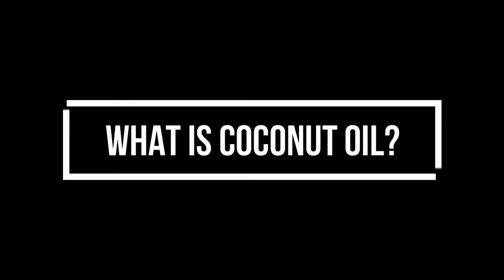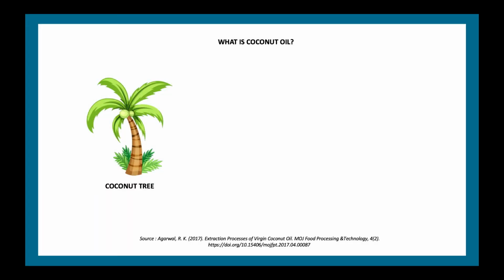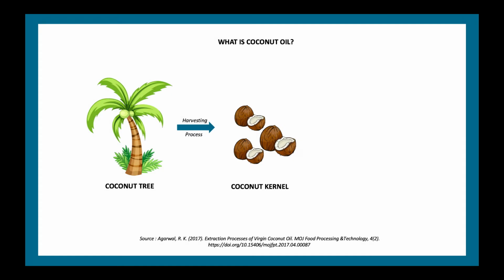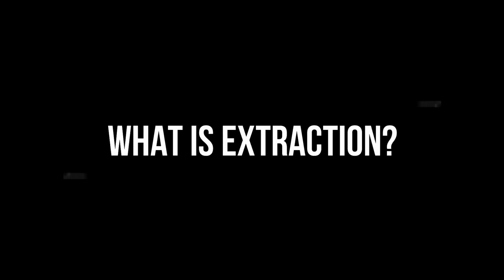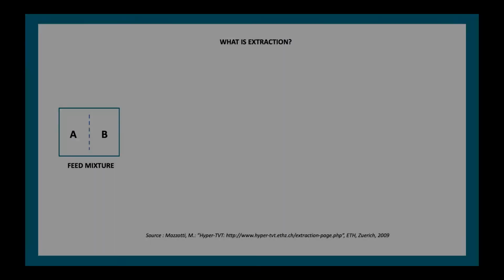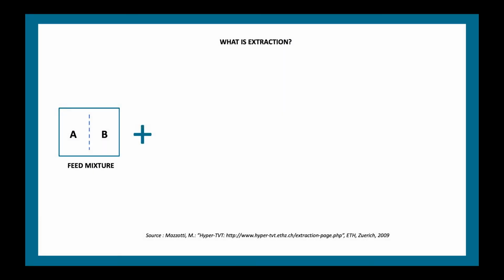What is coconut oil? Coconut oil is an edible oil extracted from the kernel or meat of mature coconut harvested from coconut palm. What is extraction? Extraction is the process of separating, isolating, or purifying a substance from a matrix.